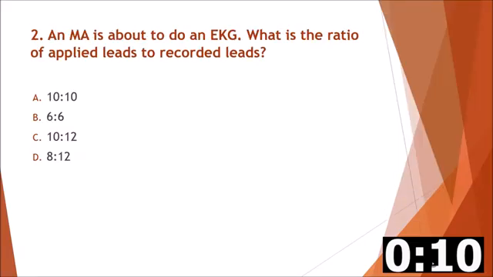An MA is about to do an EKG. What is the ratio of applied leads to recorded leads? A, 10 to 10, B, 6 to 6, C, 10 to 12, D, 8 to 12. I'm going to give you 10 seconds.